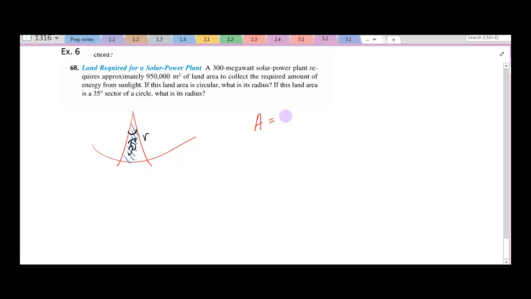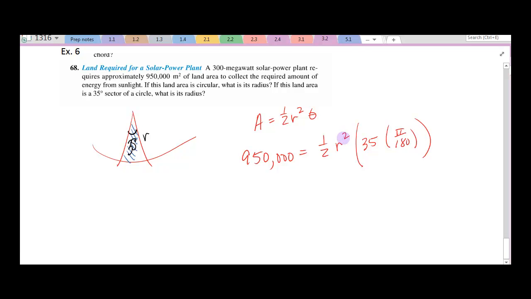So if my formula is area is 1/2 radius squared times theta, then I'm just going to fill in the material that I already know. The area was given to me at 950,000. On the right hand side, I have 1/2 times the radius squared times theta, which is 35 degrees, but we're going to go ahead and convert it into radians here. So I'm going to multiply by pi over 180. That's all of the information that we were given to start with.